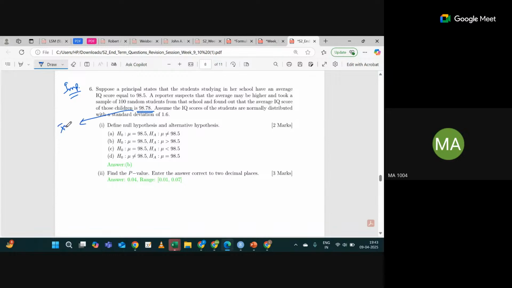So what is this 98.78? This is X bar, because it is based on the sample. Assume the IQ scores are normally distributed with standard deviation sigma of 1.6. So this is sigma and this is mu. So what will be the null hypothesis and the alternative hypothesis?